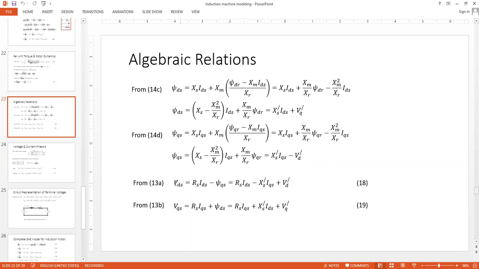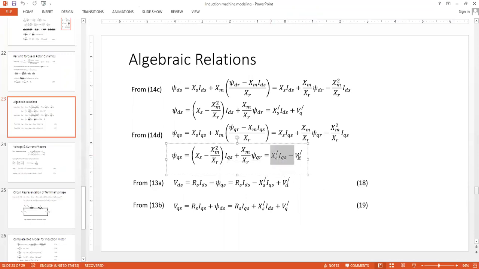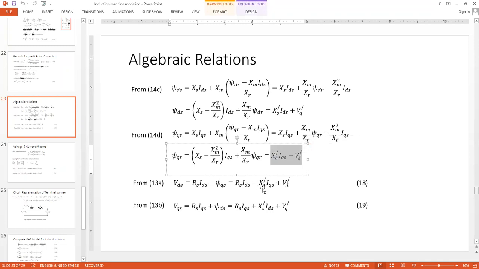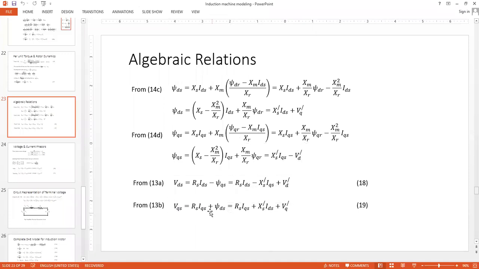simply what we do, this part is the same as 13A repeated here, and then psi QS is replaced by this XS dash minus XS dash IQS plus VD dash. From 13B, this is 13B up to this point. Then you replace psi DS by this XS dash IDS plus VQ dash. So you have got equations 18 and 19 developed.